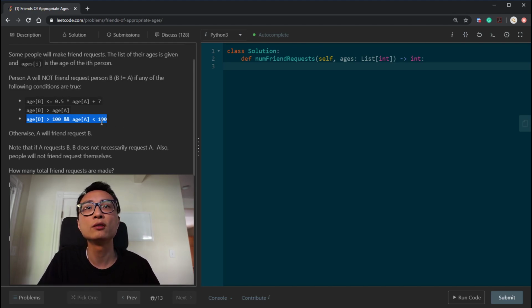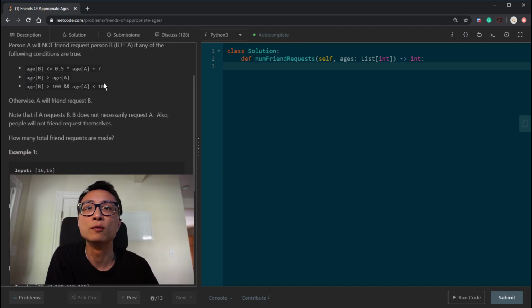This seems to be redundant, because the second one, if it's this case, it's definitely this case. So the third rule is useless. We only need to check these two to determine whether A would make a friend request to B. If any of these two is satisfied, then A will not make a friend request to B.